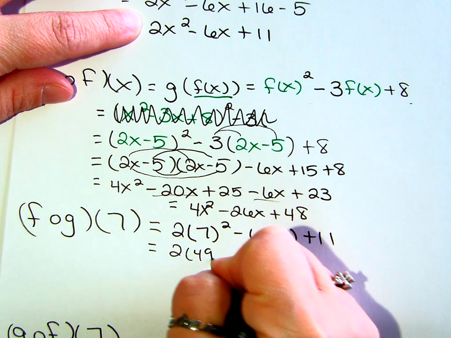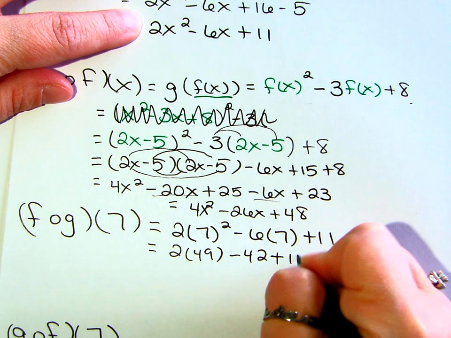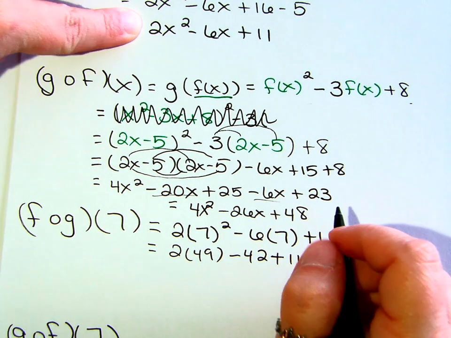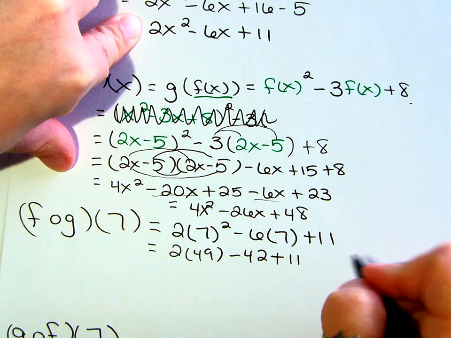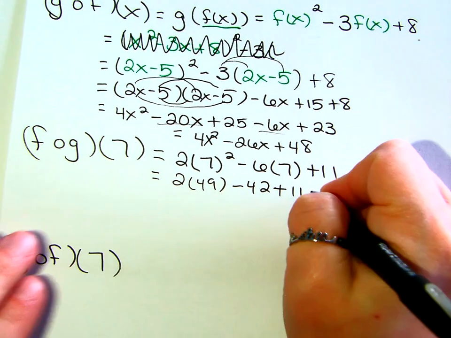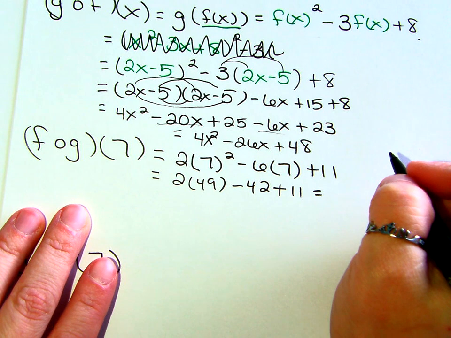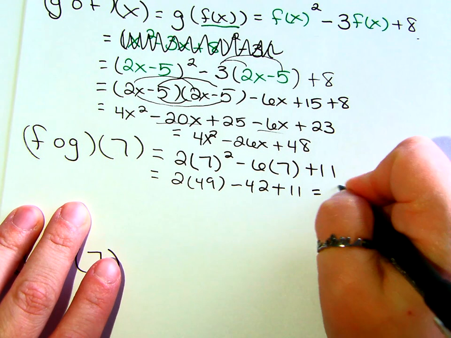Remember your PEMDAS, where you do your exponents first. 2 times 49, 98.